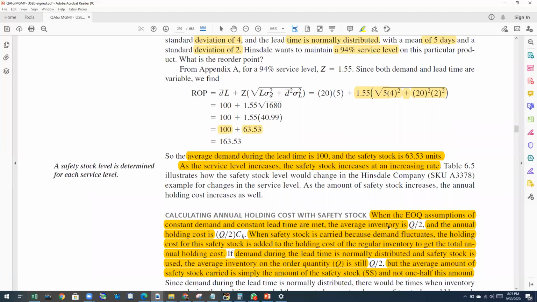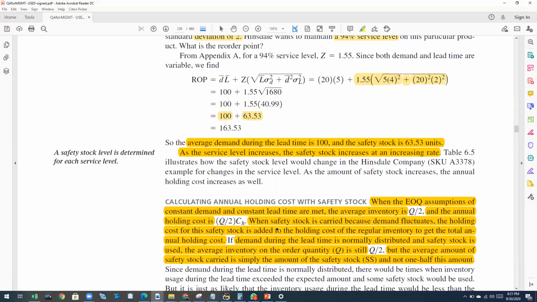So when we have safety stock in hand, remember, when we calculate annual holding cost, we multiply the average inventory level during the year by the carrying cost. And the average inventory during the year is EOQ divided by 2.